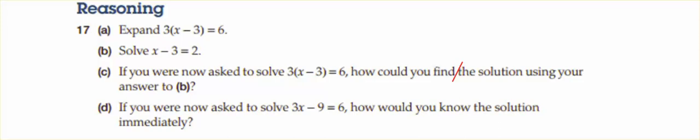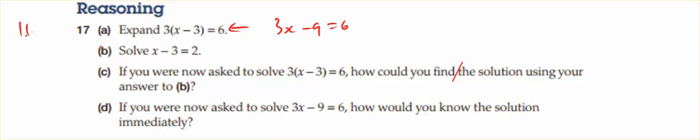This is for Year 10 Methods Pathways. We're going to look at exercise 1.1, question 17. Now, part A asks you to expand this equation. So we've got 3x minus 9 equals 6.